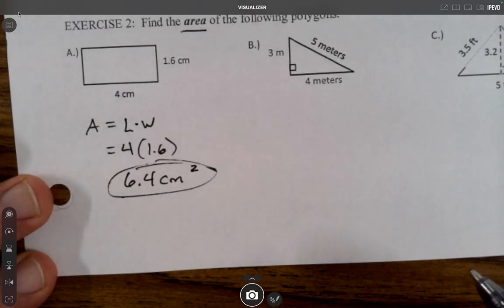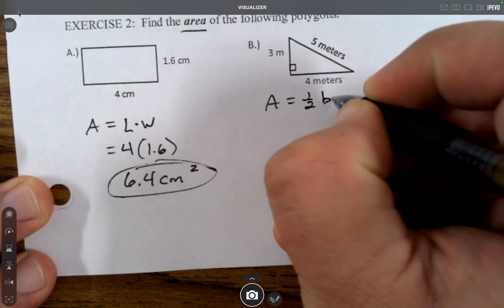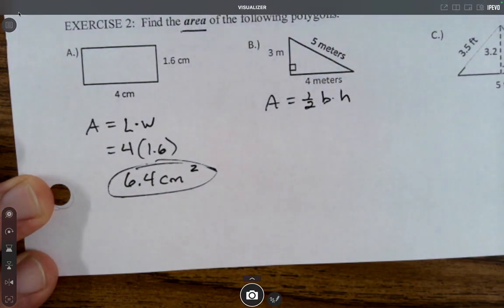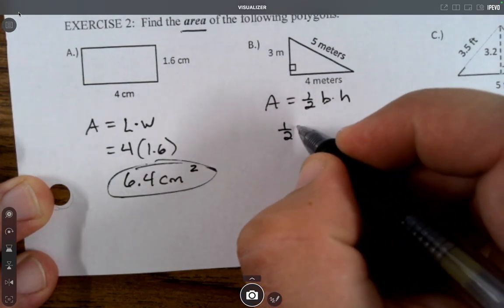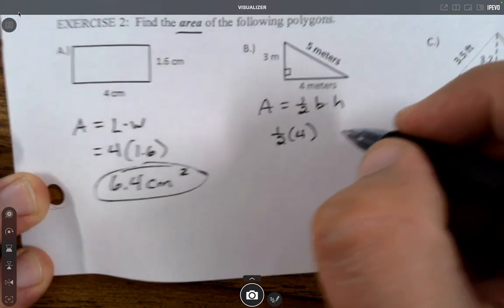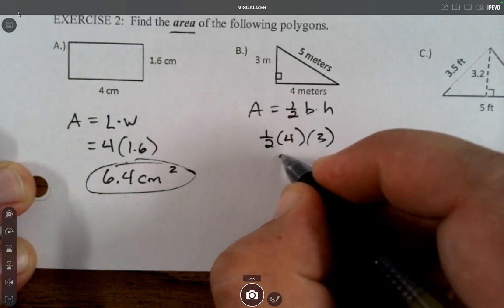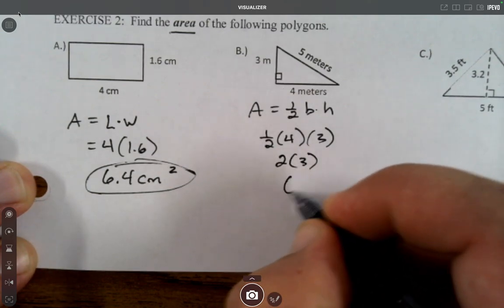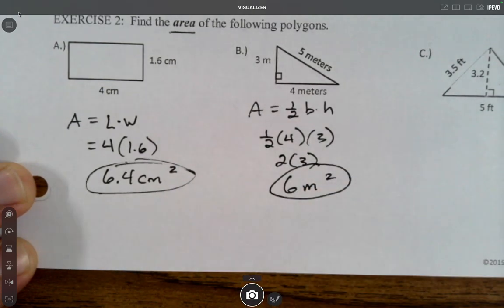Okay, for this one, the area formula for a triangle is half times base times height. So our base, you can just think of it as the bottom, that's the 4 meters. Our height, that's how far you go up and down, that's the 3 meters. So half of 4 is 2. 2 times 3 is 6, so it'll be 6 meters squared.